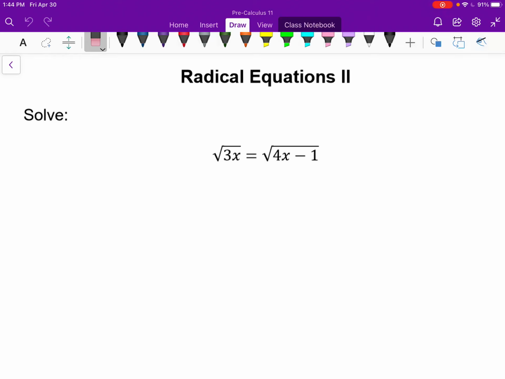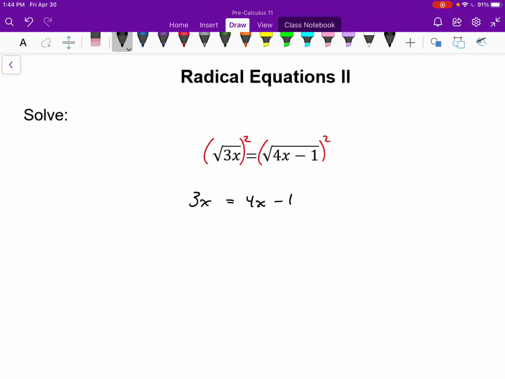All right, so like I said from before, I'm just continuing working with radical equations. I can just get straight into it since this is a continuation of before. If you have one radical equaling another, it's actually quite pleasant because as soon as you square both sides, you just have 3x equals 4x minus 1.